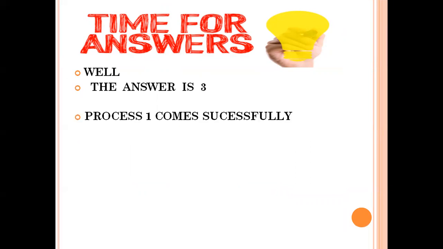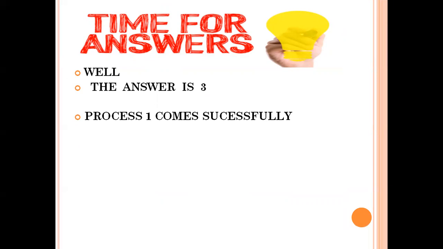So let's see. What is the answer? The answer is 3. How? See, process 1 will successfully enter the critical section because the initial value of semaphore was 1. So after process 1 enters, it decrements the semaphore value.